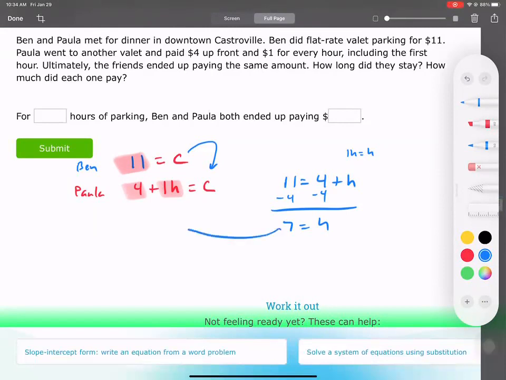If I double check, if I plug in the 7 here, 4 plus 7 is 11. It did cost $11 for parking. So how many hours did they spend? They spent 7 hours here, and it cost $11 for them both.